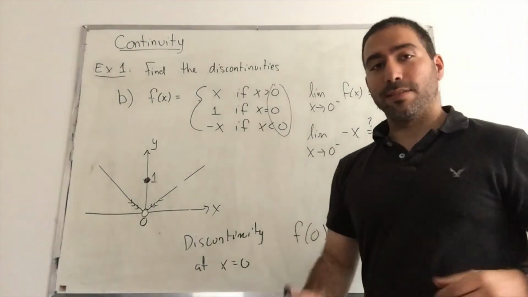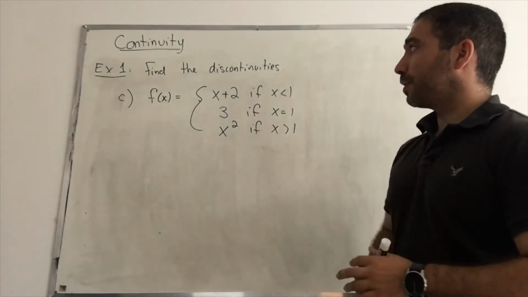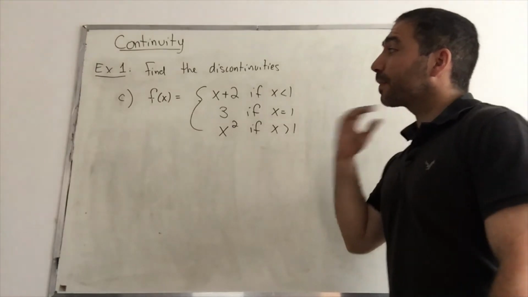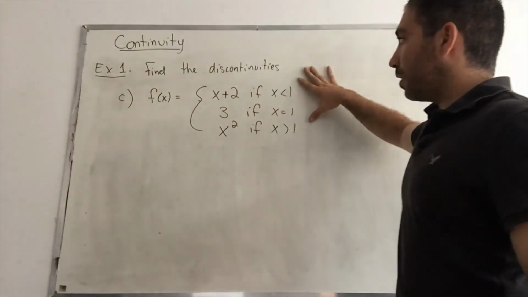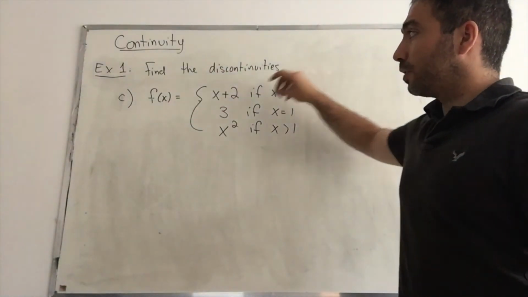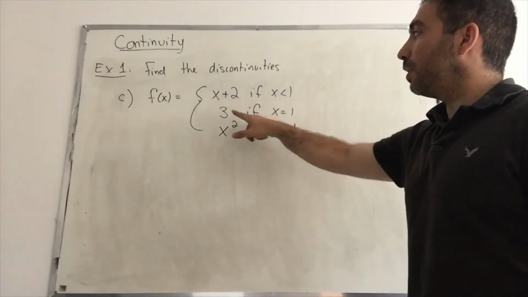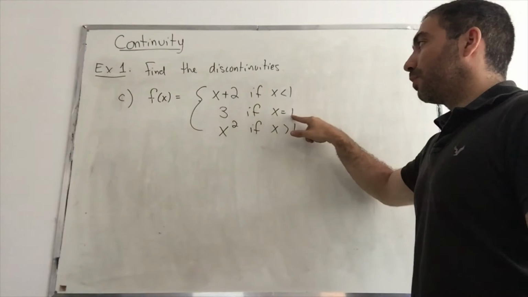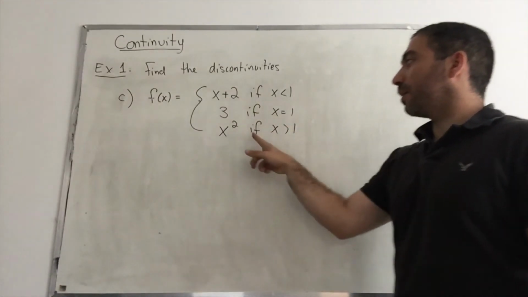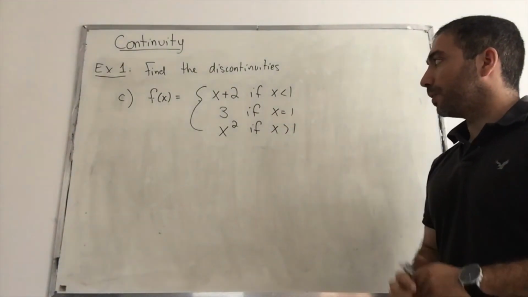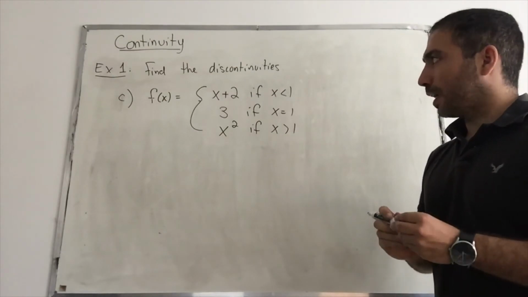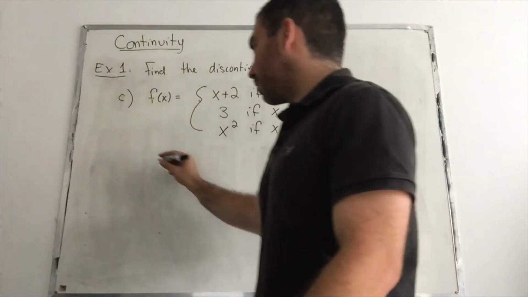Okay, let's keep practicing. In this example, we're asked again to find the discontinuities, and the function that we have is once more a piecewise function. It's saying use x plus 2 if x is smaller than 1, the function is equal to 3 if x is equal to 1, and the function is equal to x squared if x is greater than 1. So again, I would always suggest to sketch this, so let's give this a quick sketch.